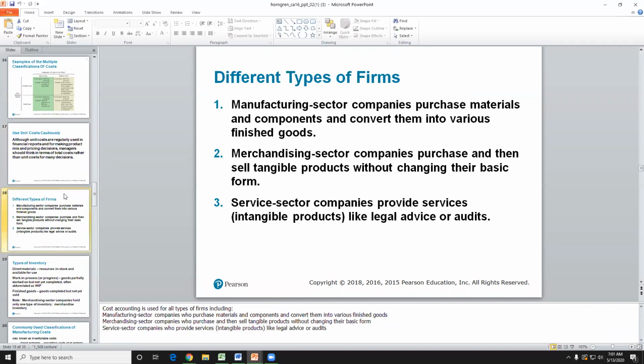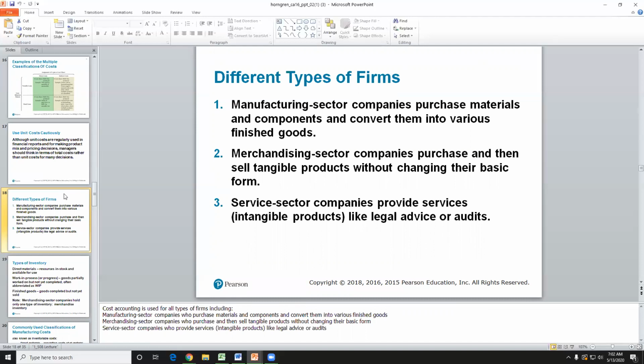So the other thing that's mentioned in chapter 2 is different types of firms. When you think about the different types of firms: manufacturing, merchandising, or service. Manufacturing makes products. Merchandising sells products, so they buy products from a supplier and they sell them to their customers. And services don't have products, they have services.